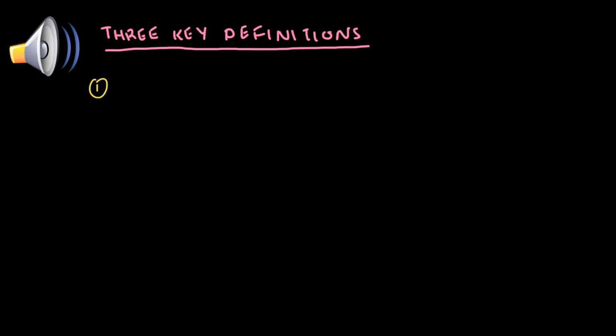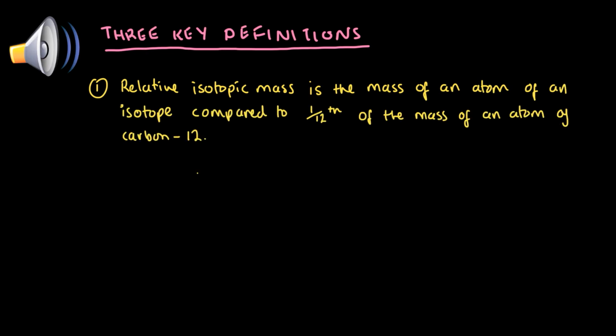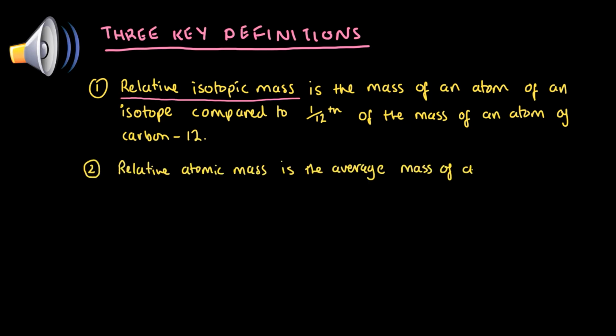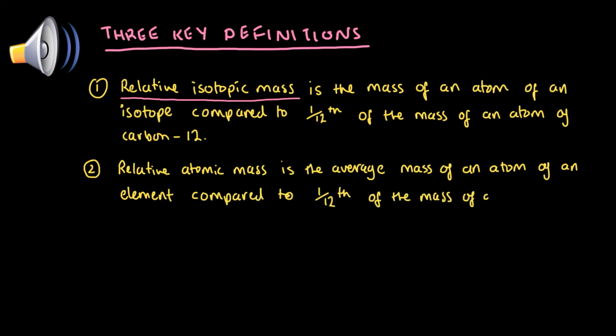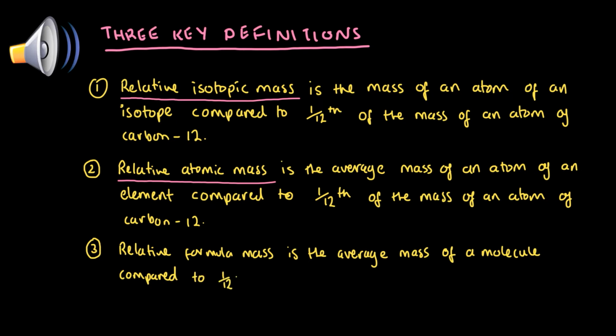Now, there are three key definitions you need to know. Number one, relative isotopic mass is the mass of an atom of an isotope compared to 1/12 of the mass of an atom of carbon-12. Number two, relative atomic mass is the average mass of an atom of an element compared to 1/12 of the mass of an atom of carbon-12. And thirdly, relative formula mass is the average mass of a molecule compared to 1/12 of the mass of an atom of carbon-12.